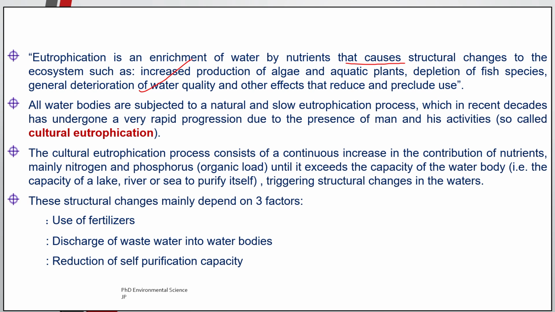Now, all water bodies are subjected to a natural and slow eutrophication process. So, natural eutrophication is a slow natural process that all the water bodies undergo over a period of time. Cultural eutrophication is accelerated eutrophication which is caused by human activities, leading to a rapid increase in nutrient levels and subsequent ecological impacts. Now, what happens in cultural eutrophication?